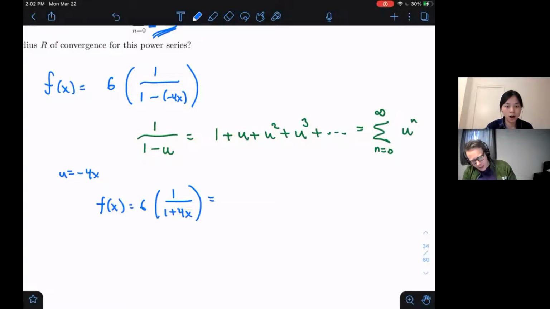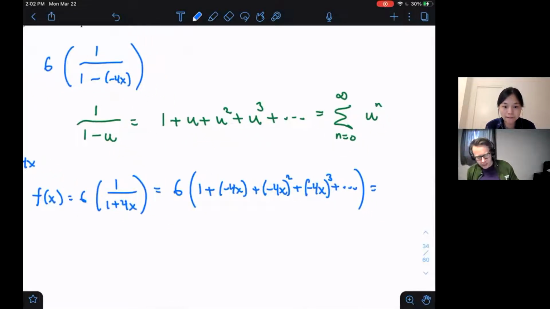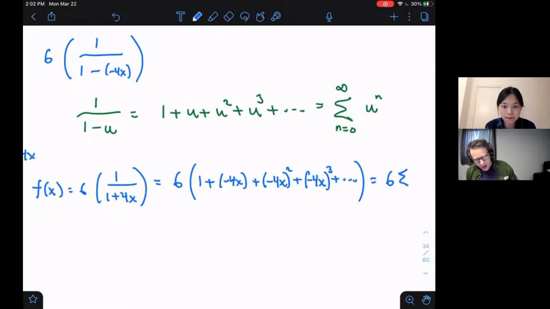And this is going to be equal to 6 times, and remember, because this doesn't have the 6, you do have to multiply 6 by everything. So that's where that's coming from. So you get 1 plus u, so it's going to be negative 4x, plus u squared, negative 4x squared, plus u cubed, negative 4x cubed, so on and so forth. And again, everything is getting multiplied by 6. And then if you wanted to write this in the sigma notation, you have to multiply everything through by 6. And we're going to be summing up, and instead of u we're going to write negative 4x raised to the nth power. That's what my u is there. And n goes from 0 to infinity.